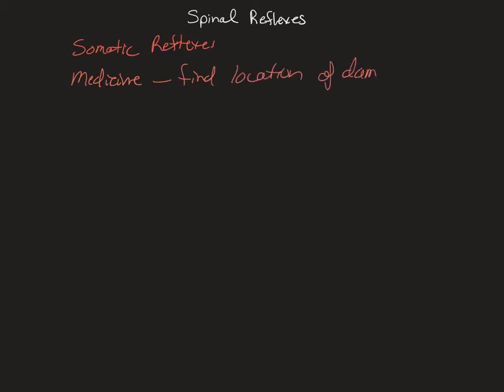So these spinal reflexes are all going to be also somatic reflexes. There are definitely those visceral or autonomic reflexes that I mentioned, but we'll talk more about those when we do the autonomic nervous system chapter. Now, spinal reflexes are important to medicine. We use them to find locations of damage to the central nervous system.